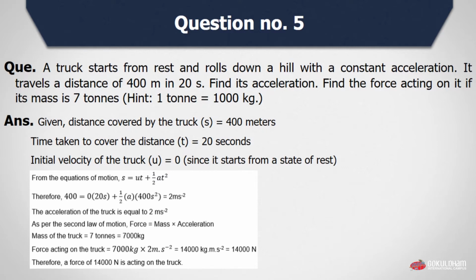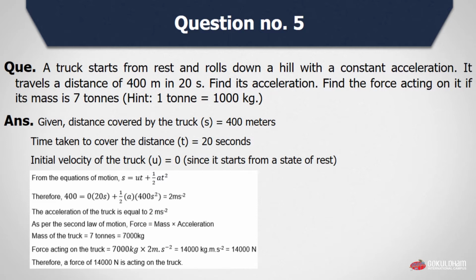Now we have the equation of motion as s equals u multiplied by t plus 1 by 2 multiplied by a multiplied by t square, where u is our initial velocity, t is our time taken, and a is our acceleration. So the equation of motion is this, and we have the value of s. S is our distance covered, so s is 400.